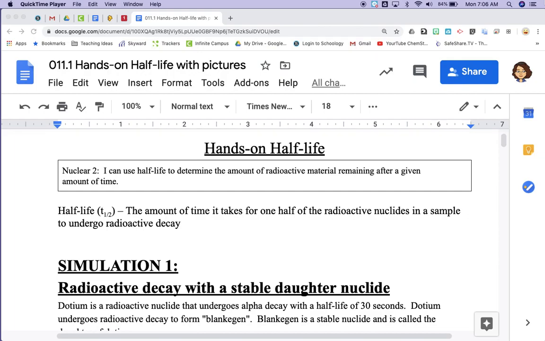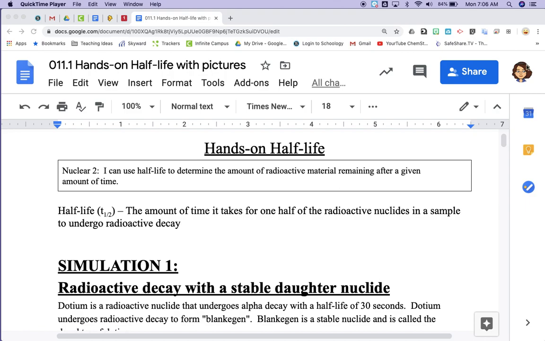In segment 3 of Twisting the Dragon's Tail, the narrator introduces us to the idea of half-life. Half-life, given the symbol T1/2, is the amount of time it takes for one half of the radioactive nuclides in a sample to undergo radioactive decay. We looked at cesium, which had a half-life of right around 30 years, compared to uranium, which has a half-life of millions and millions of years, and the narrator talked about some of the dangers of these things.